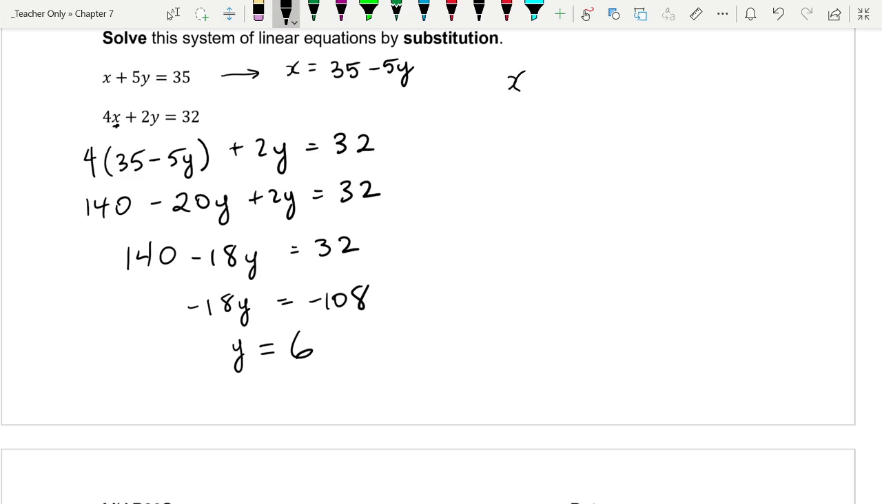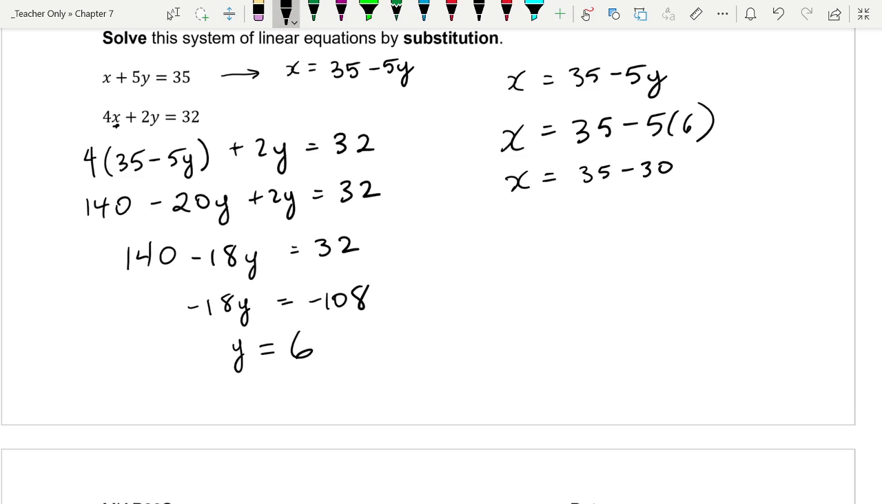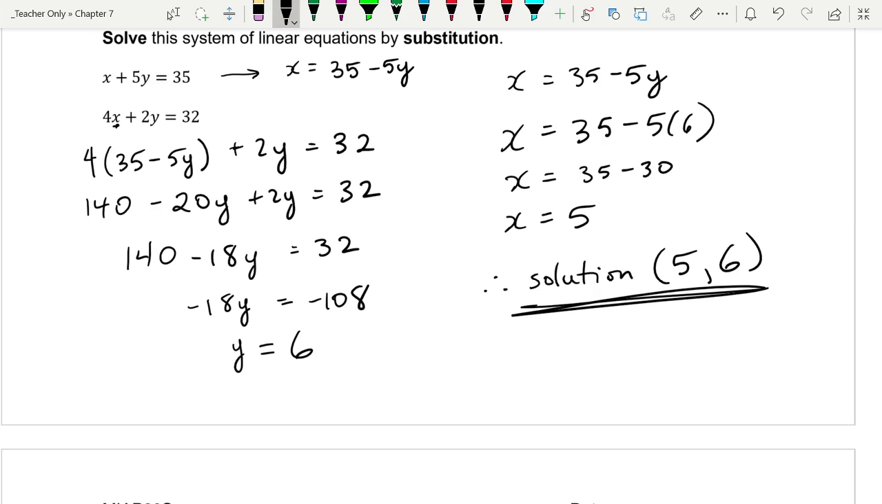My x coordinate I can find by saying, well, if x is 35 minus 5y, I just figured out that y is 6 when these two lines meet. And x is equal to 35 minus 30, which is 5. So therefore, my solution is the point x is 5 and y is 6. And that's where those two lines meet. And again, I could do a check if you wanted me to, but I think we got it.